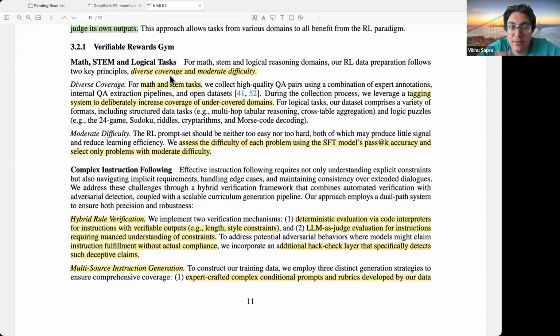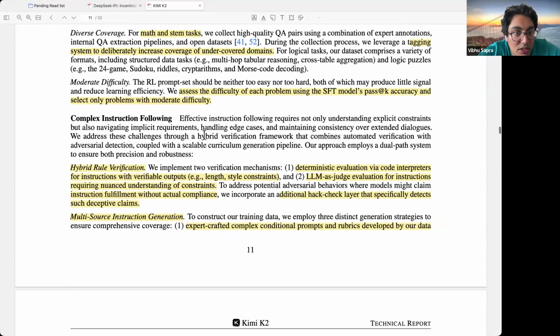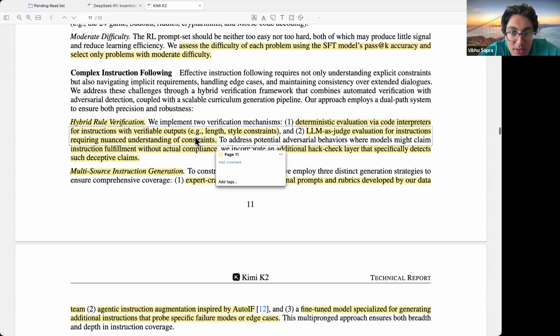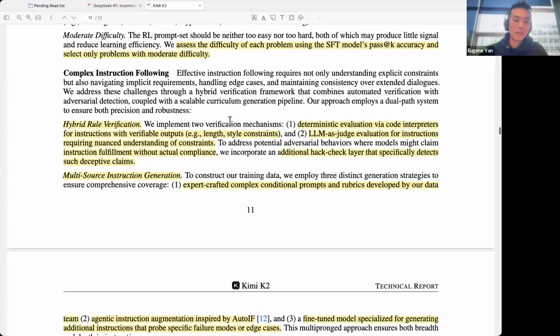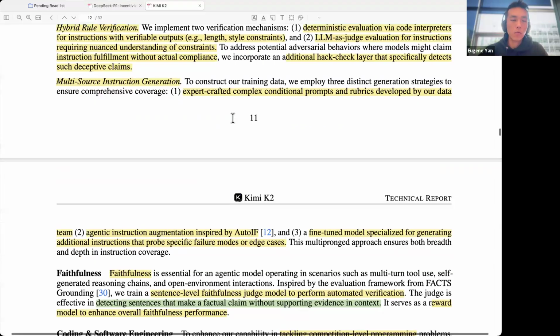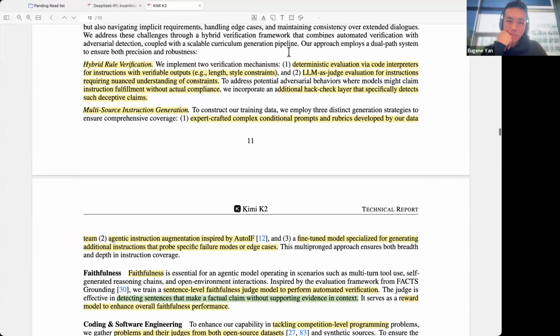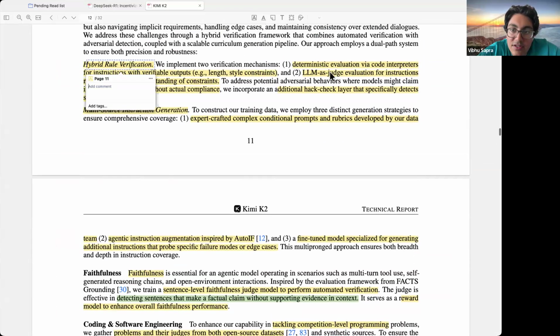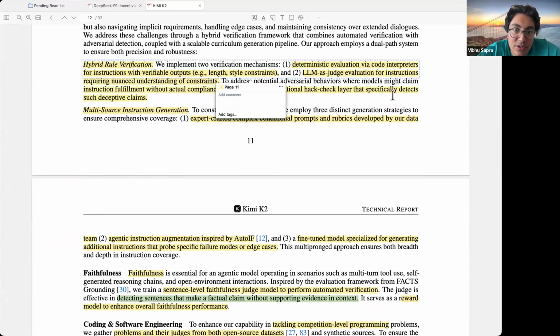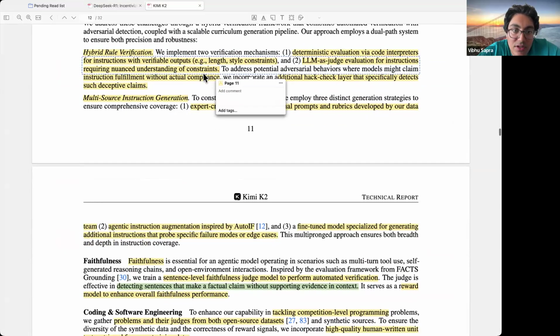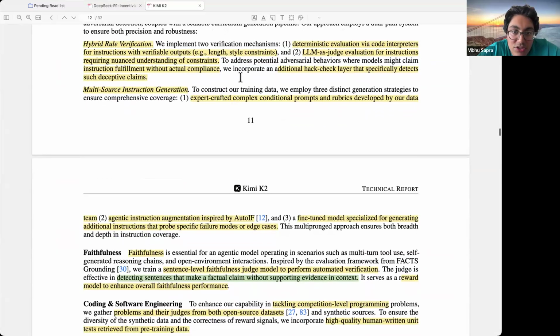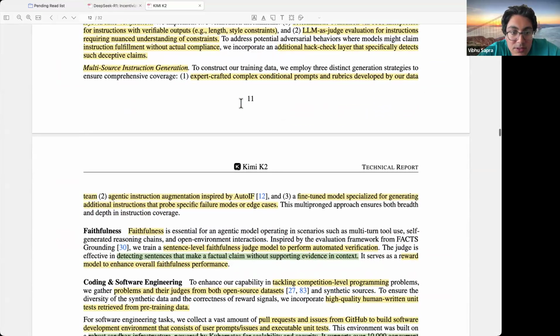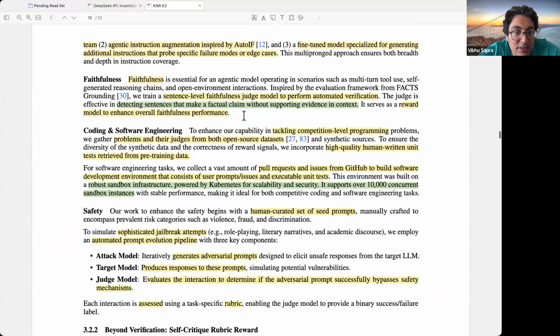Verifiable rewards in gym, so I think we can skip some of this. For math and STEM, pretty straightforward. Complex instruction following. Is this what you're talking about, Eugene? Oh no, it's hybrid, slightly below. Okay, we get it. Yeah. Okay, so for hybrid rule verification, there's evaluation of code interpreters, LLM as a judge. Okay, multi-source instruction generation, complex prompts, faithfulness.